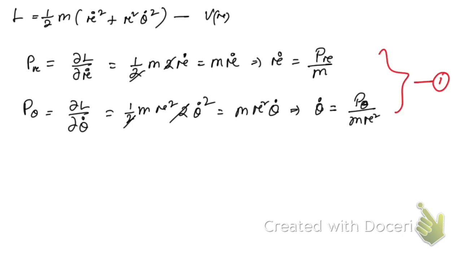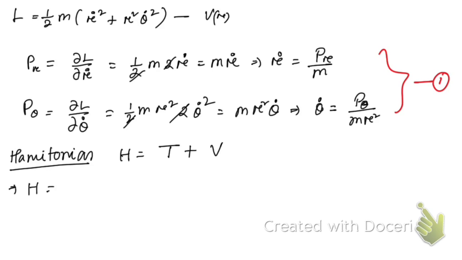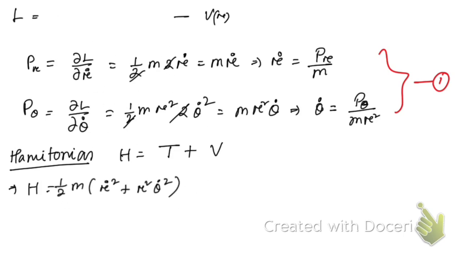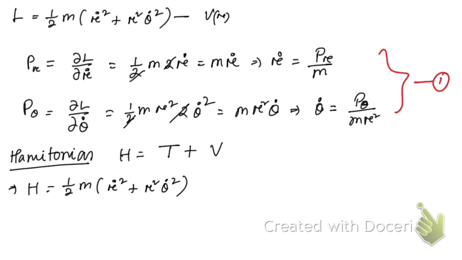Let it be equation number 1. Now let's find the Hamiltonian. The Hamiltonian is given by H equal to kinetic energy T plus potential energy V. We have already got the kinetic energy, so let me write it here: kinetic energy plus potential energy Vr. This is the Hamiltonian. If we simplify this, we have half m r dot square plus half m r square theta dot square plus Vr.